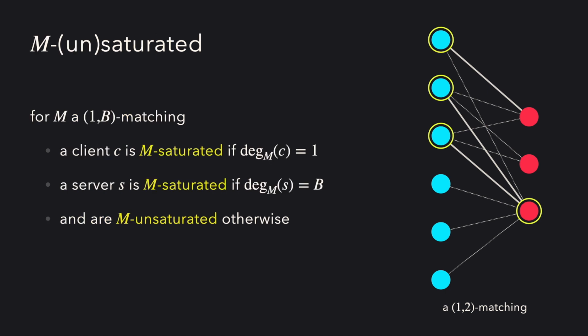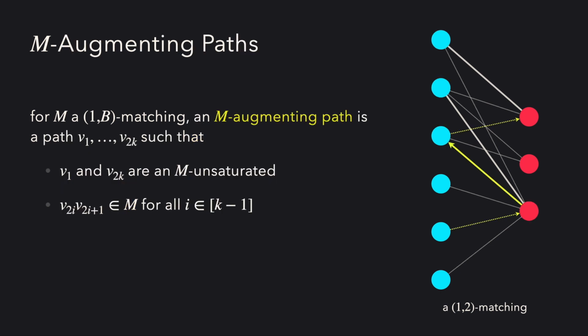Next, we define a vertex as saturated with respect to a 1B matching M if its degree in M is as large as possible. That is, a client is saturated if it has degree 1, and a server is saturated if it has degree B. On the right, all of the saturated nodes are highlighted in yellow. Notice that the top server here is matched but not saturated. Finally, we have the notion of an augmenting path with respect to these matchings. An augmenting path is a path that starts and ends at unsaturated vertices and alternates with respect to the matching.